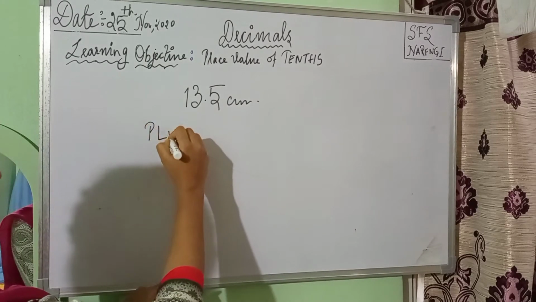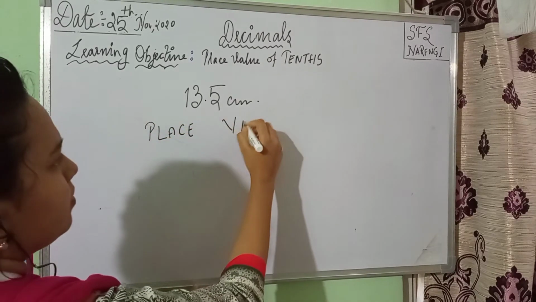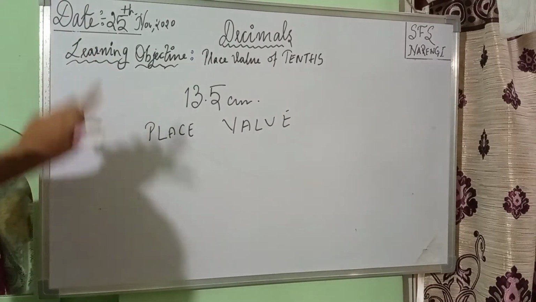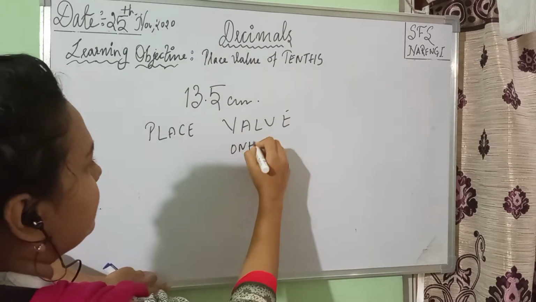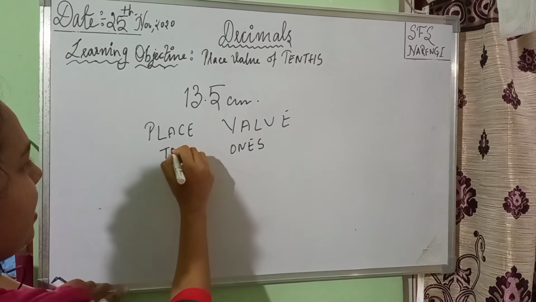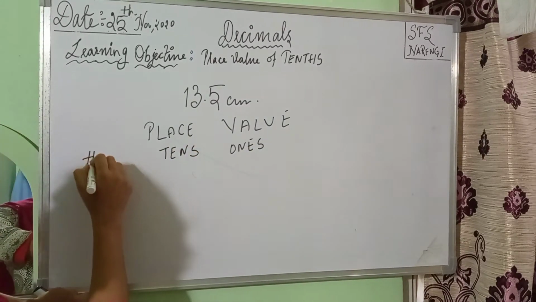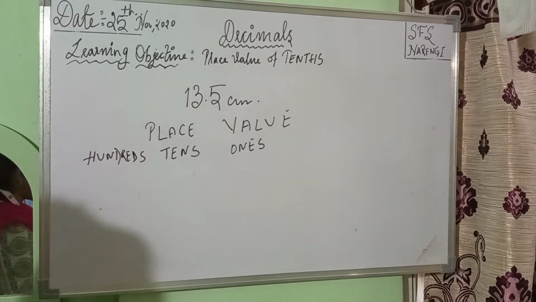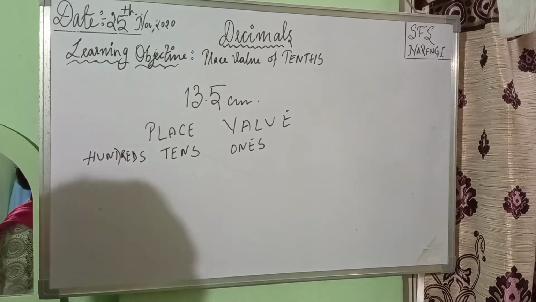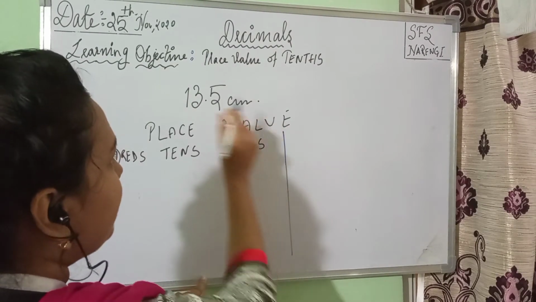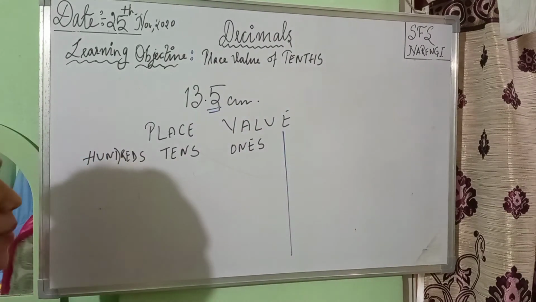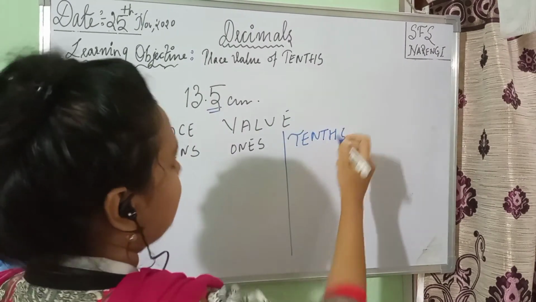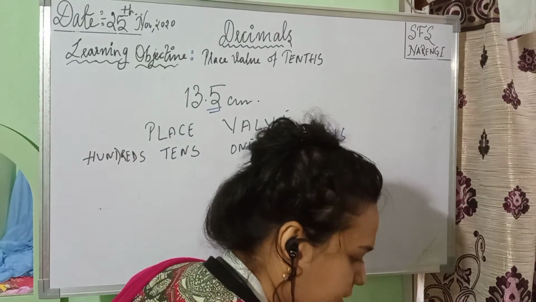Do you remember place value? In place value we had the ones place, we had the tens place, we had the hundreds place, right? I'm sure we all remember that. Now we are going to add a new place value for the decimal point. The new place value is called tenths.